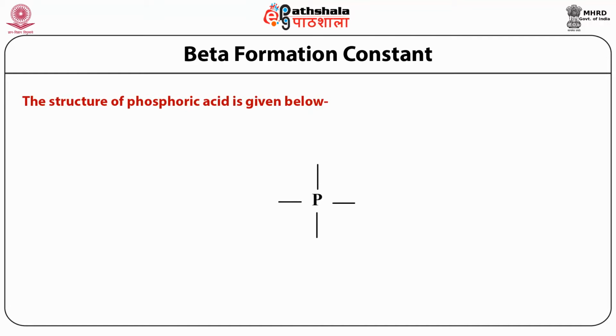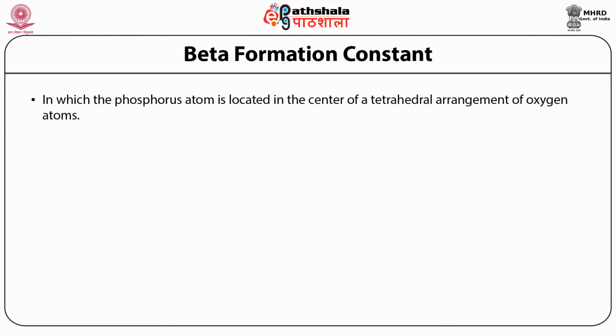The structure of phosphoric acid is given below, and from this structure you can see very well that with phosphorus, 3 OH groups are attached, in which the phosphorus atom is located in the center of a tetrahedral arrangement of oxygen atoms.